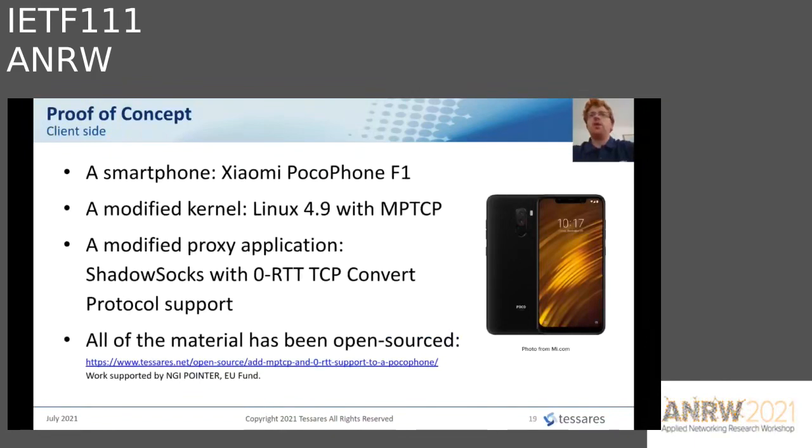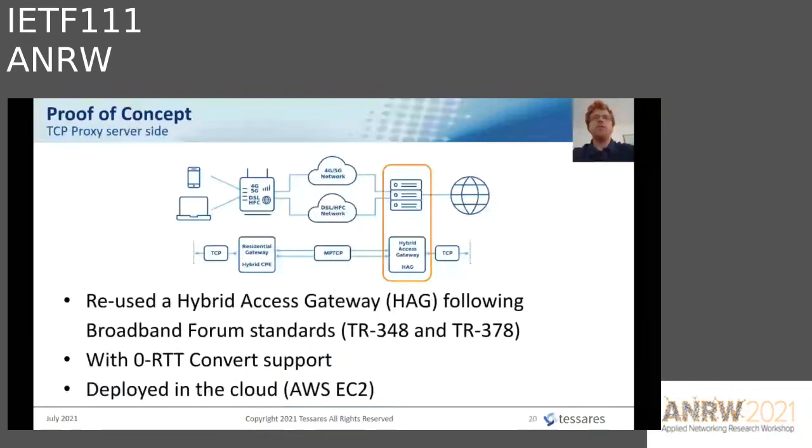Specifically, the smartphone is a Xiaomi Pocophone F1 with a modified kernel to have MPTCP support. A modified version of Shadowsocks supporting the zero-RTT TCP convert protocol is installed. Please note that all the material is open source, and a nice guide is available on Tessares' website. For the TCP proxy server side, we took a server called HAG, used for hybrid networks. It follows Broadband Forum standards and supports 10,000s of users with 10s of gig of throughput and 300,000 connections per server. Of course, here it has been modified to support the zero-RTT convert protocol. For this experiment, it has been deployed in the cloud close by at Amazon.